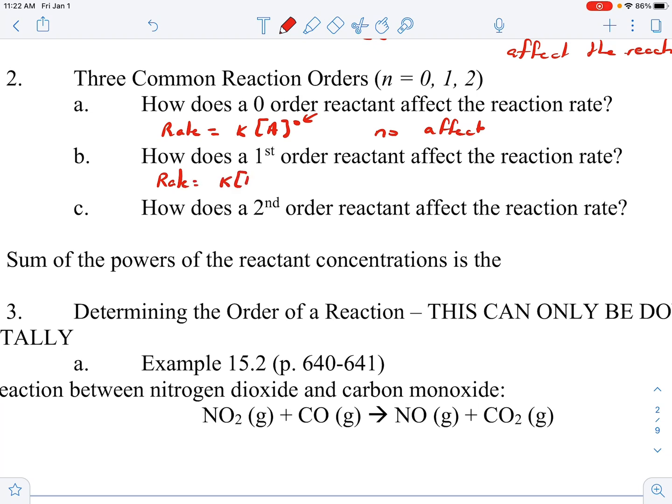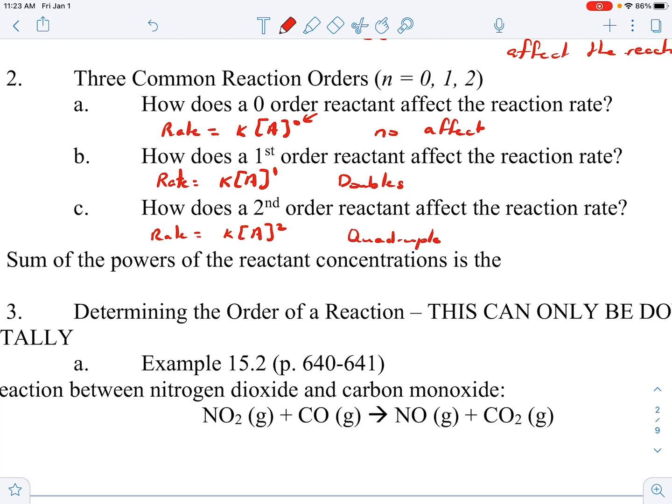All right, let's do that same thing looking at this one. Rate equals k times A raised to the 1st. So if I double A, what's going to happen to my rate? It's also going to double. Okay, now what about a 2nd order? So if we look at our example here, if I double A, so if I go from 1 to 2, 2 to 4, this would be quadruple, right?